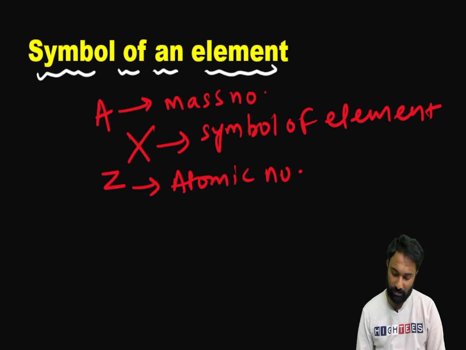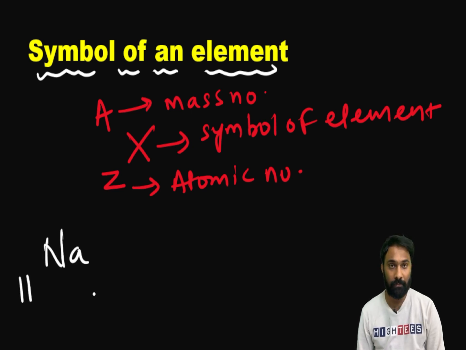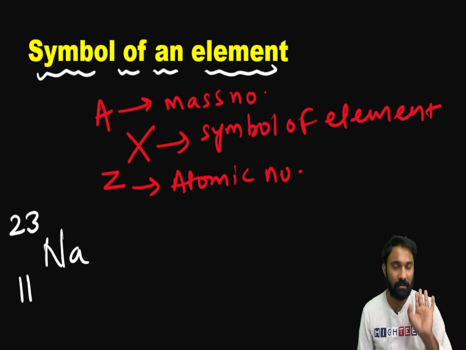Clear? Now, sir, can you give me a general, well-known example for us? Okay, I will give you, don't worry. Here, this is sodium. Sodium's atomic number is 11 and its atomic mass is 23. Sir, it has atomic number 11. If you double it, it should become 22. Sir, why is it 23? Now I will explain clearly.